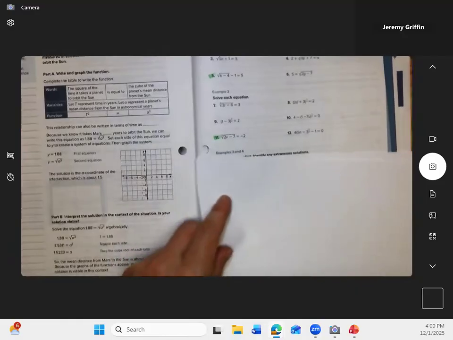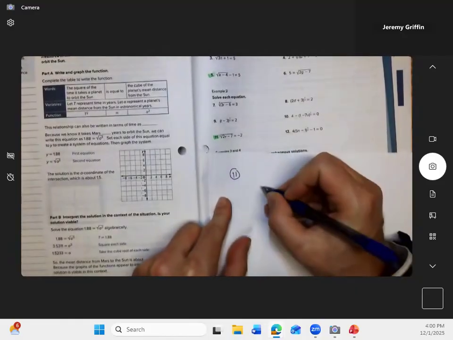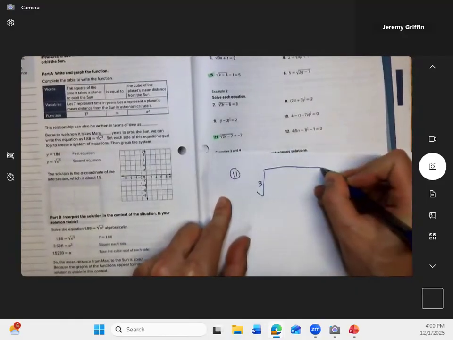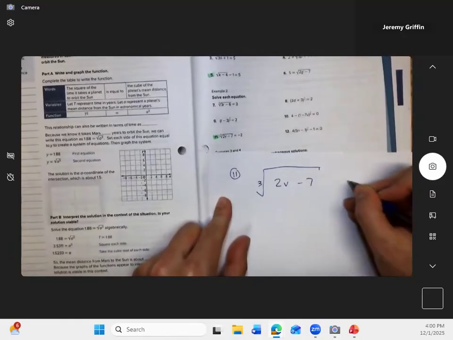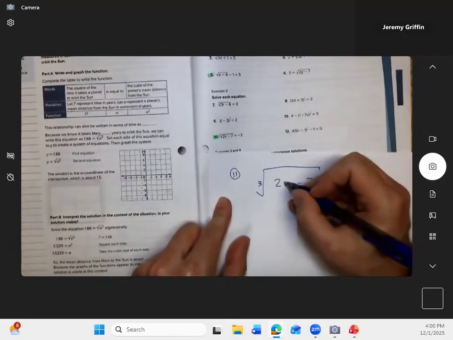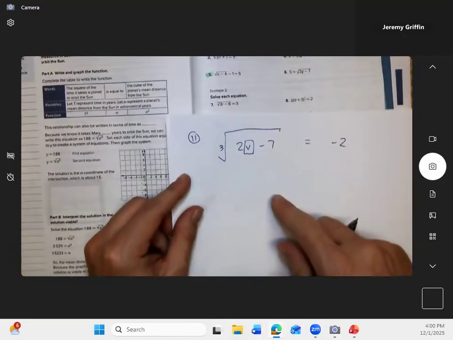So again, solve each equation. This one's a cube root. Oh, 11. All right, so I got the cube root of 2v minus 7, and that's all equal to -2. Okay? So I'm solving for this v. What does that be? Okay.